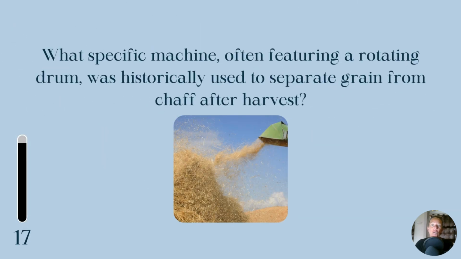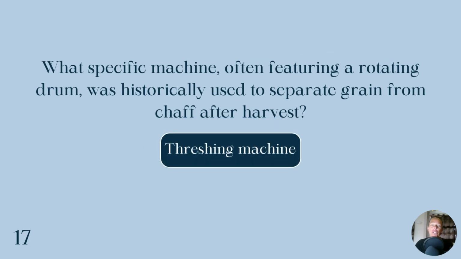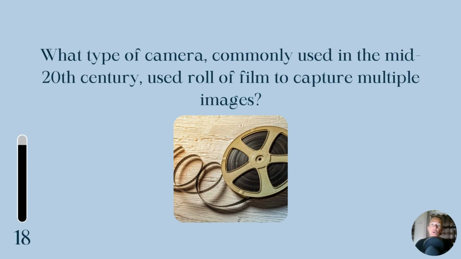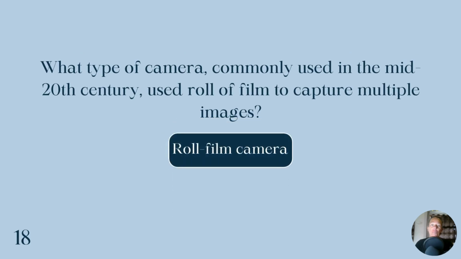What specific machine, often featuring a rotating drum, was historically used to separate grain from chaff after harvest? Threshing machine. What type of camera, commonly used in the mid-20th century, used roll of film to capture multiple images? Roll film camera.